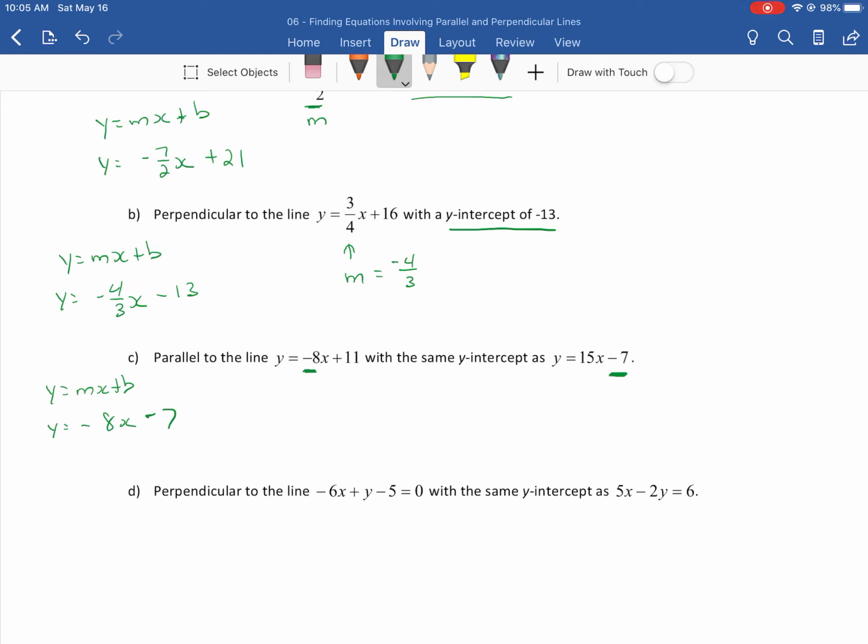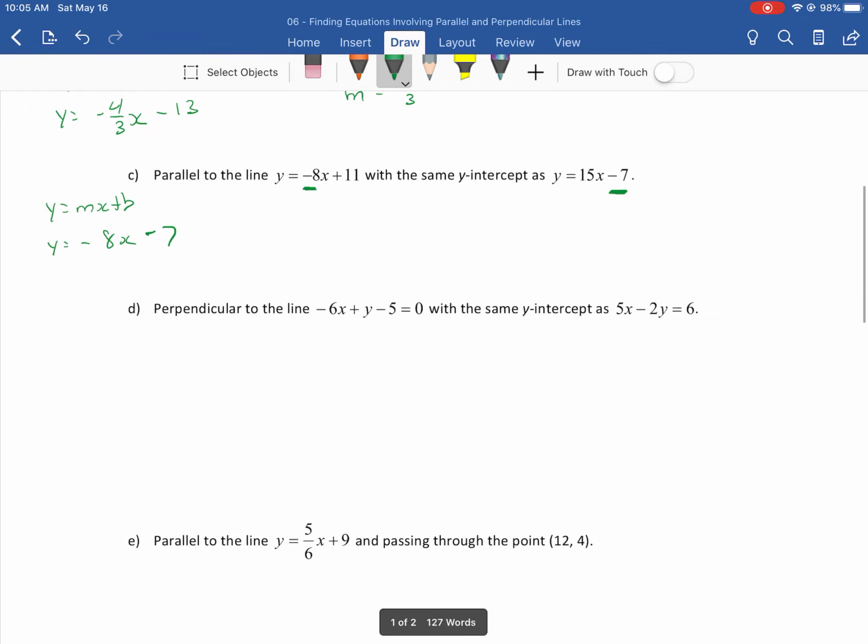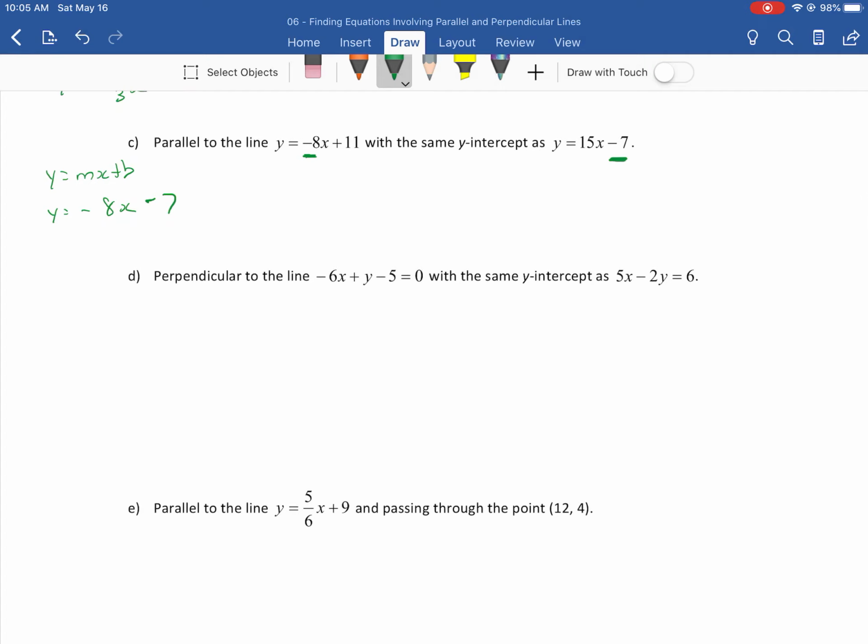Not too bad. I don't think that was a huge jump in difficulty level. You just have to know where to find the information. Again, the number with the x will be the slope. The number by itself is the y-intercept. So this is where they start to ramp up a little bit.